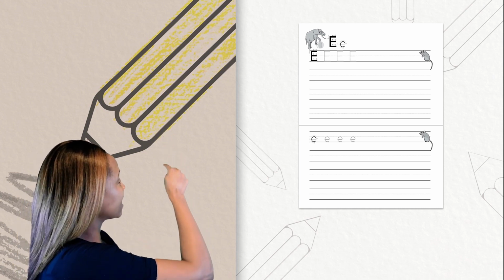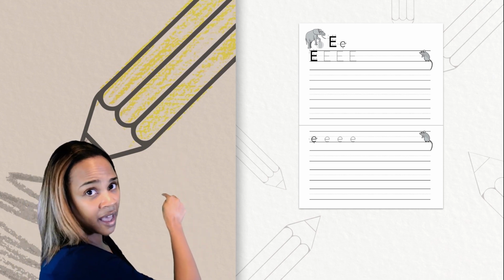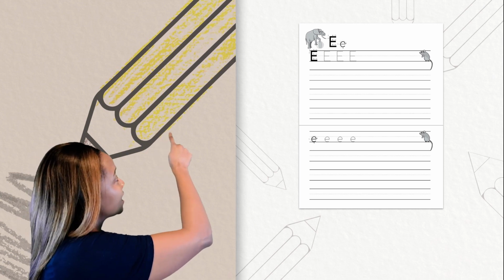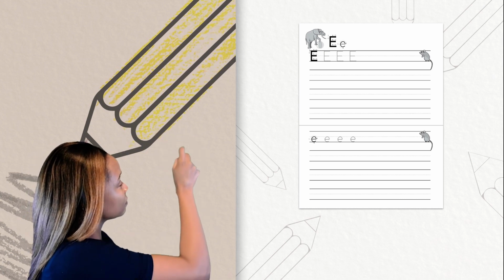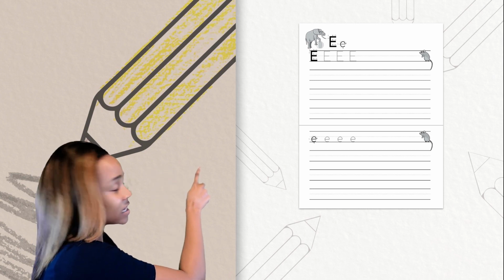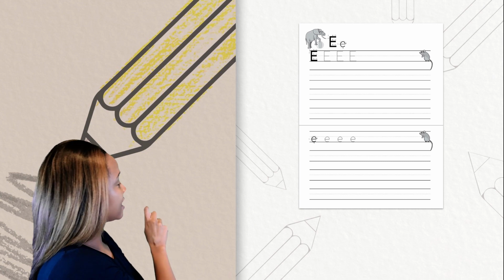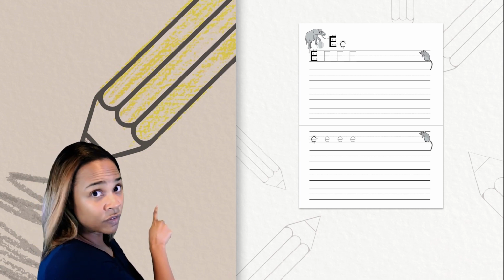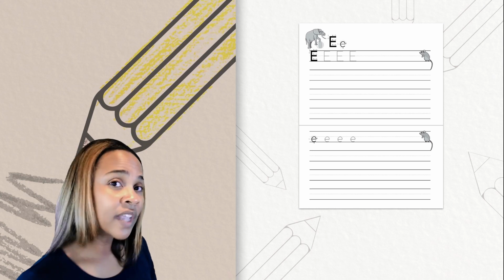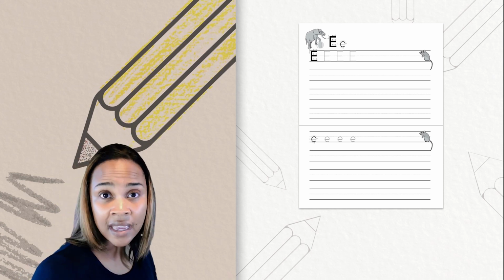We're going to drag it all the way down to the foot line, then come back up to the headline and make a little line out to the right a little bit. Then come to the belly line and make a line out just a little bit on the belly line, and then come back down to the foot line and make a little line out just a little bit. And we've made our uppercase E.